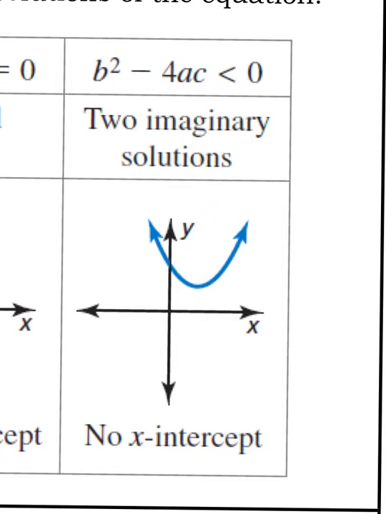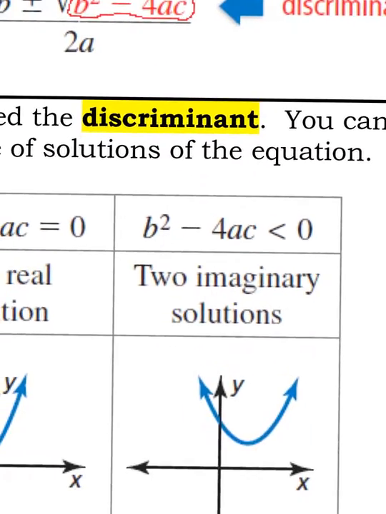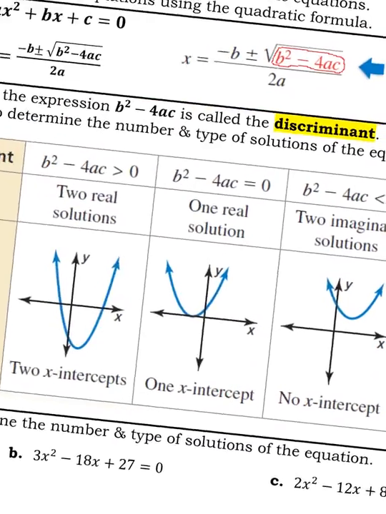And then if you have less than 0, for the same reason why you can't take the square root of a negative number, you're going to get two imaginary solutions, because you're going to end up square rooting a negative. Now, to do the discriminant, you don't have to take the square root. It's just the stuff that's inside the square root. Do the b squared minus 4ac. And it's going to be one of these three things.